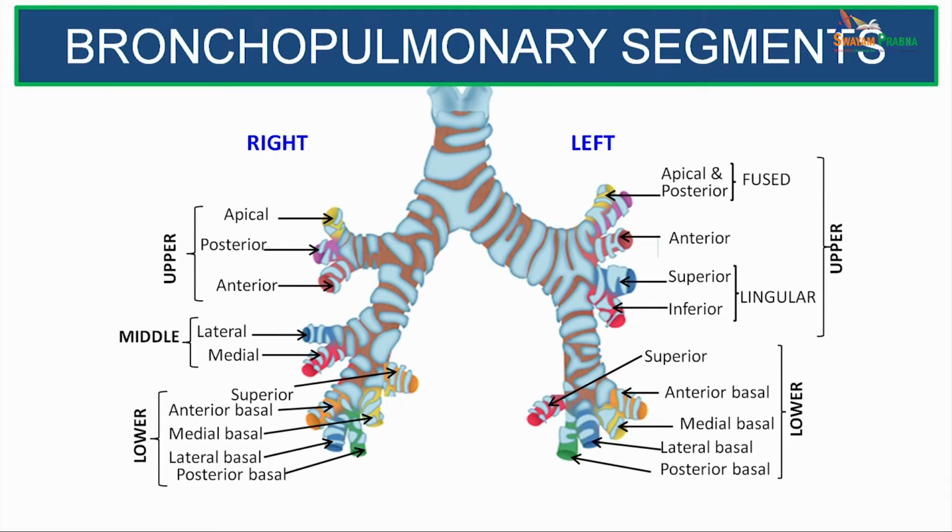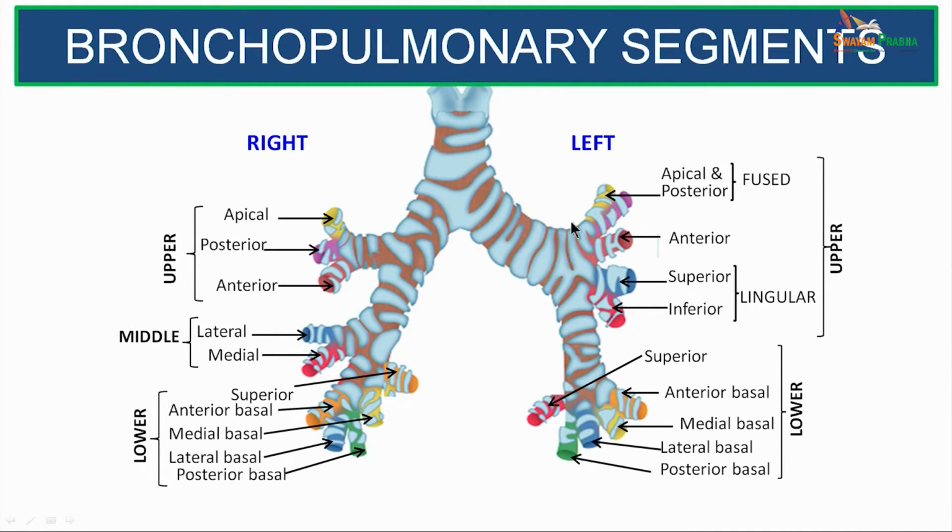Now, looking at the bronchopulmonary segments of the right side and the left side. With 3 lobes in the right side, the superior lobe has got 3 main segments: apical, posterior and anterior. The middle lobe has got lateral and medial segments, whereas the lower lobe has got superior, anterior basal, posterior basal, medial basal and lateral basal segments.